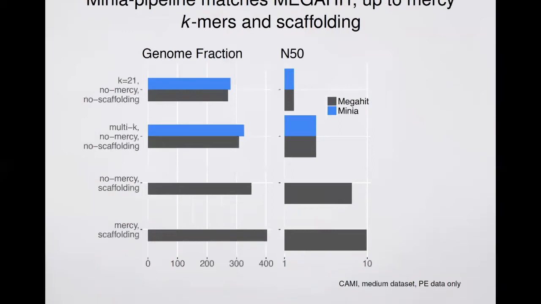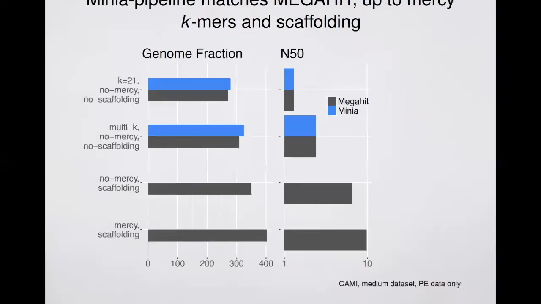So the first line corresponds to both Minia and competitor MegaHit, run with just K equal to 21, so not multiple K. MegaHit has a mode called Mercy K-mers, which enables retrieving low abundant k-mers into your assembly. Minia doesn't have it, so I just disabled it from MegaHit, and there was also no scaffolding. You can see that both assemblers, MegaHit in gray and Minia in blue, are very similar in terms of genome fraction and contiguity. So the assemblies look the same.